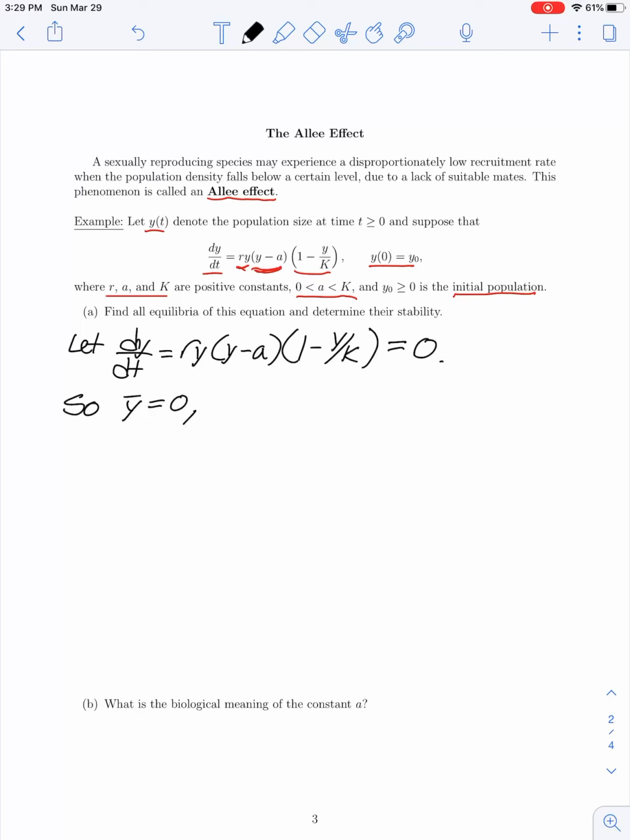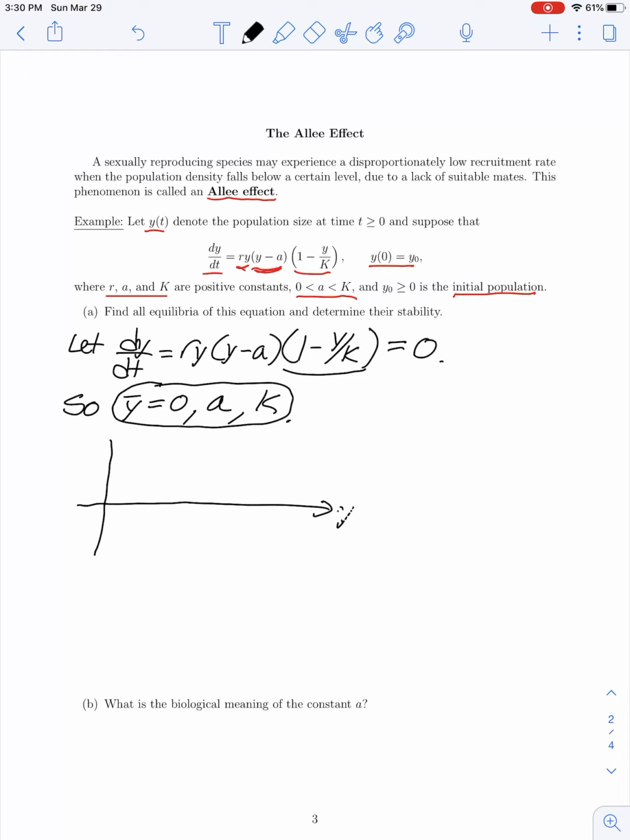So it follows that there are 3 equilibrium values for y. We could either have y is equal to 0, y is equal to a, or if this third factor, 1 minus y over k, is equal to 0, we find that y would have to be k. So in the first part of this problem, we find there are 3 equilibrium solutions, 0, a, and k, and we're asked to determine their stability.